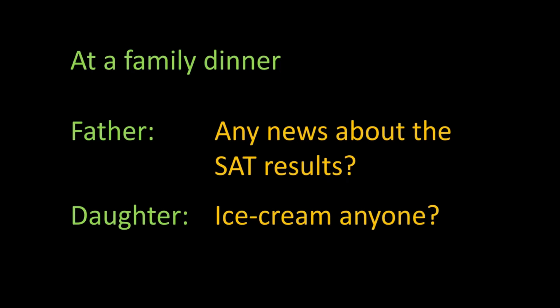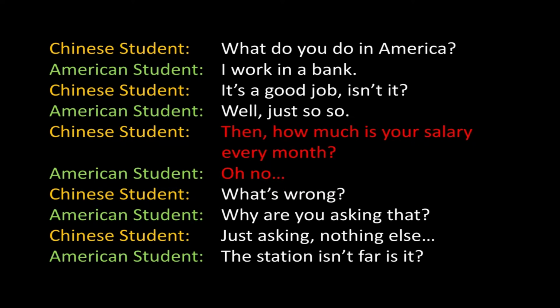We see another conversation here between an American student and a Chinese student. The Chinese student asks about his salary, and the American student does not give an obvious answer and rather avoids this by saying, "Oh no." This example shows cultural differences where Americans avoid or are not comfortable with questions related to salaries, while to a Chinese, it is usually part of their discourse.